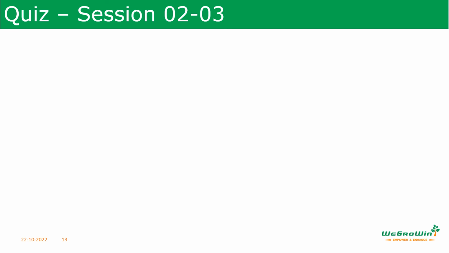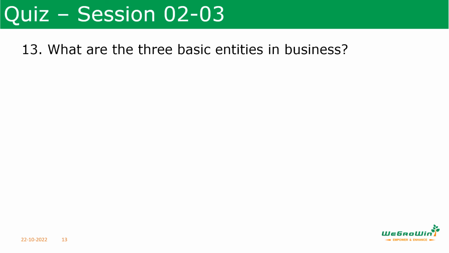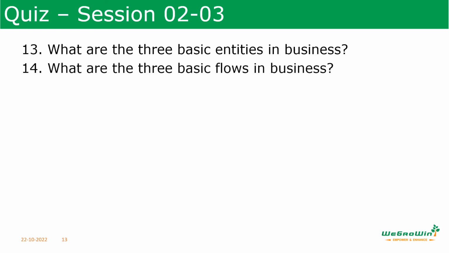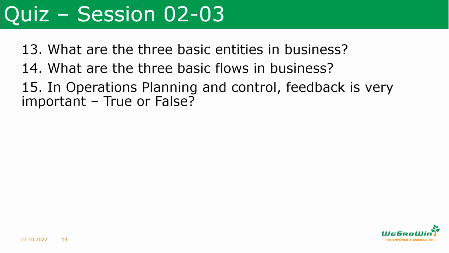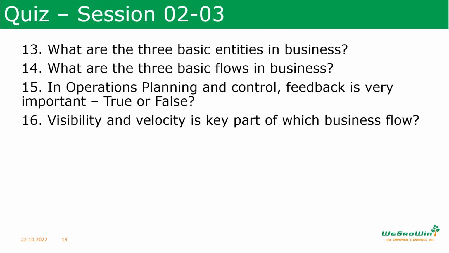Let us see some questions for this session as a quiz. What are the three basic entities in business? What are the three basic flows in any business? In operations planning and control, feedback is very important. Is it true or false? Visibility and velocity are a key part of business flow, right? Which business flow? These are important. So these are the quiz questions for this session.